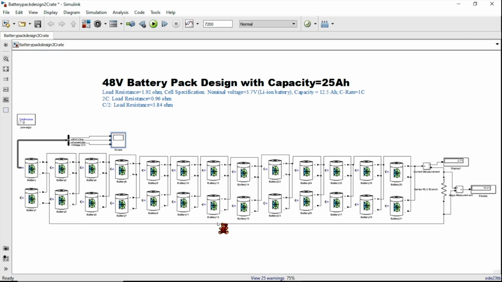So you have to design this 48-volt battery pack with a capacity of 25 ampere hour, and just change the load and calculate the load resistance to check whether it will be the 1C, 2C or C by 2 rate. Okay.